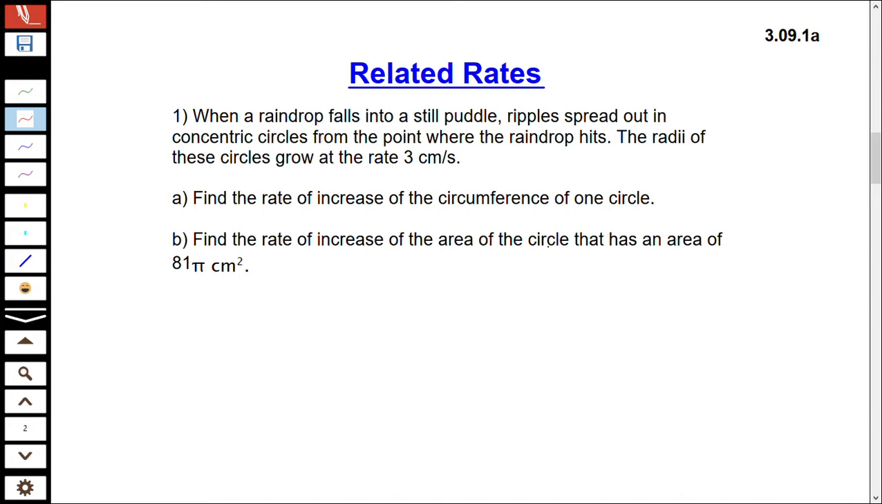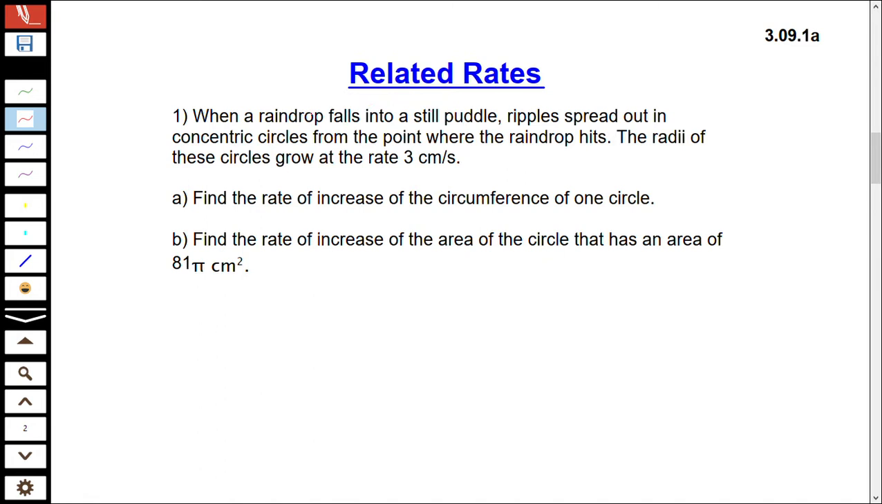Okay, so let's look at the first question. When a raindrop falls into a still puddle, it ripples out in circles from the point where the raindrop hits. It says the radii, so just one radius, of the circles grow at the rate of 3 centimeters per second. When we first read this question, we have to know what our variables are and how we can change this question into equations so that we can work with equations.